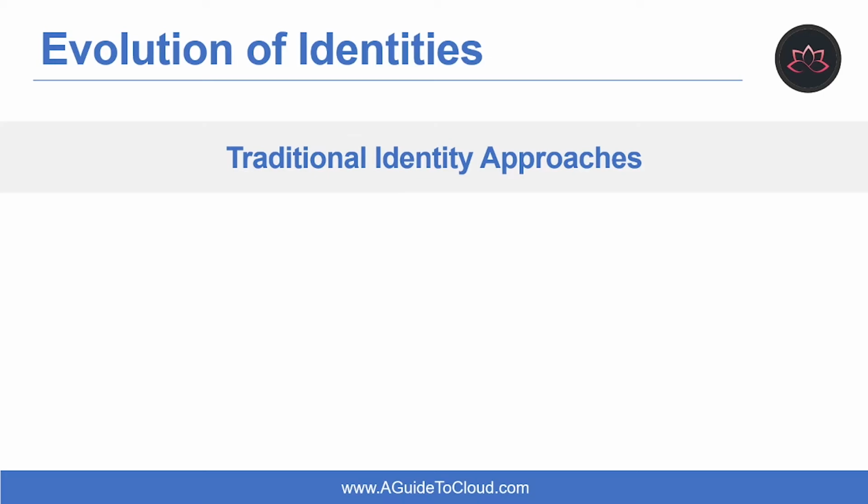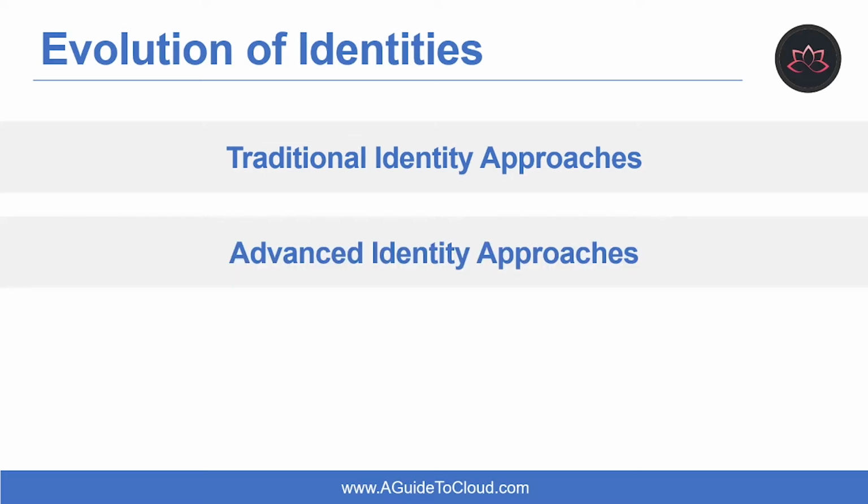So how did identities evolve from traditional to advanced? Let's look at advanced identity approaches. In the advanced approach, cloud identity federates with on-premises identity systems. Conditional access policies gate access and provide remediation actions. And we can use analytics to improve visibility into identity risk.